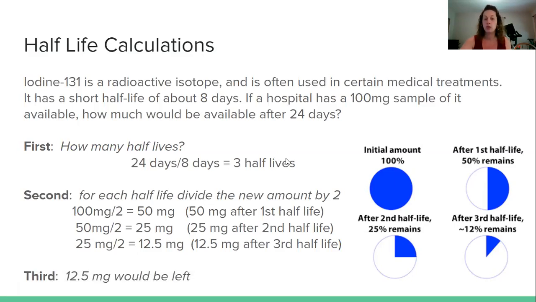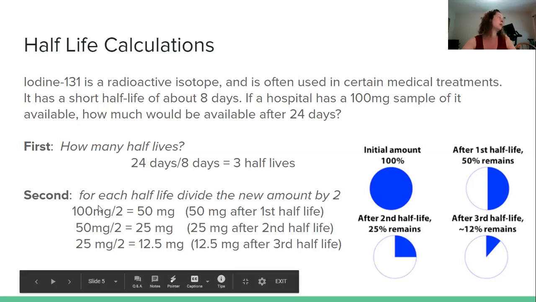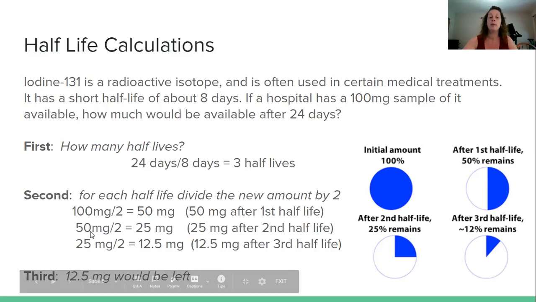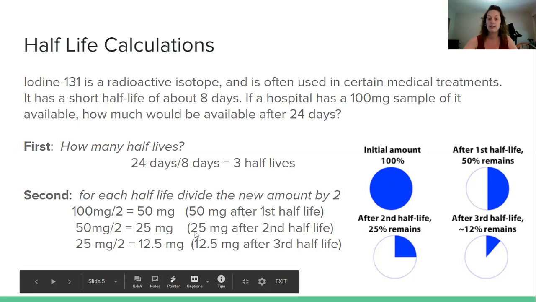So we're going to divide by 2 three times. The second thing is now we're going to divide by 2. We're going to take that initial sample size of 100 and divide it by 2 and get 50. So after the first half-life, there's 50 milligrams remaining. We divide by 2 again, and after the second half-life, there's 25 milligrams remaining.